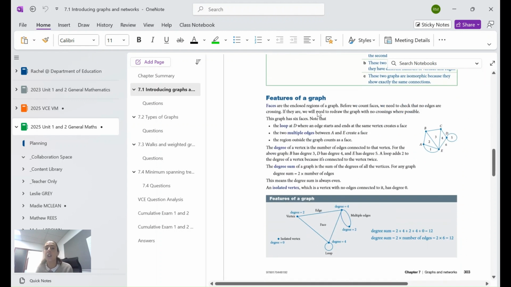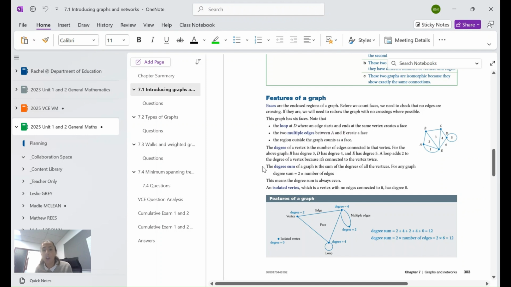Okay, features of a graph. So faces are the enclosed regions of a graph. We have to make sure that we have no edges crossing, and then we need to redraw it if there are edges that are crossing. So this graph has 6 faces. The loop at D, where an edge starts and ends at the same vertex, creates a face. So this loop here. There are 2 multiple edges between A and E that create a face, so in here. And then the region outside also counts as a face.